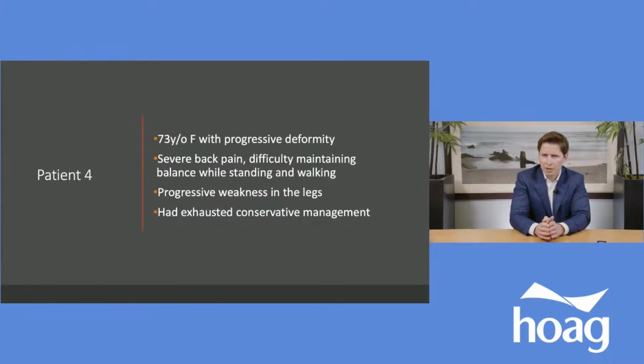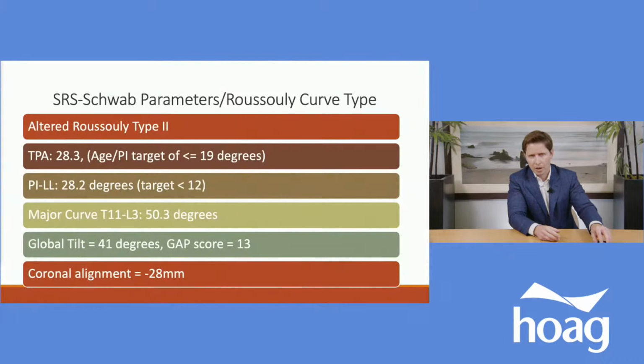The fourth patient was a 73-year-old female with a progressive deformity, suffering from severe back pain, difficulty maintaining balance while standing and walking, and was undergoing progressive weakness in the legs. She had also exhausted all forms of conservative management. So once again, we go through the different types of parameters here, and the Roussouly type that she had, and the compensatory mechanisms that were in place.